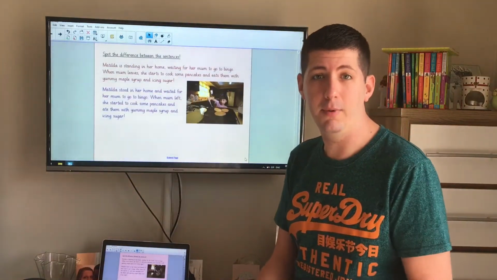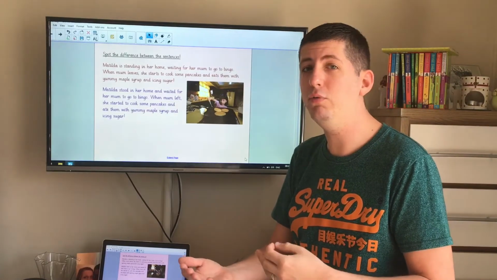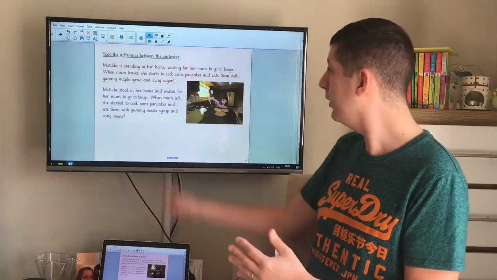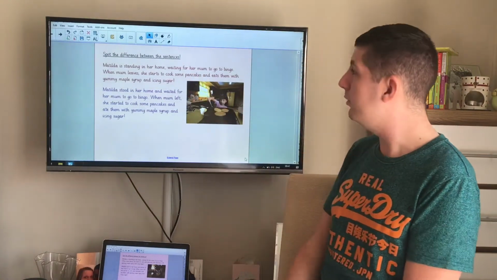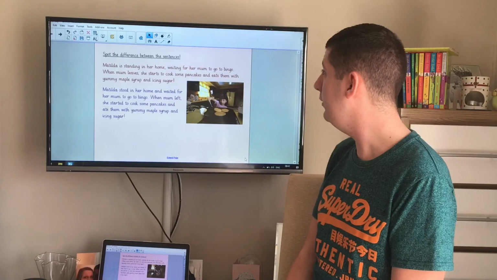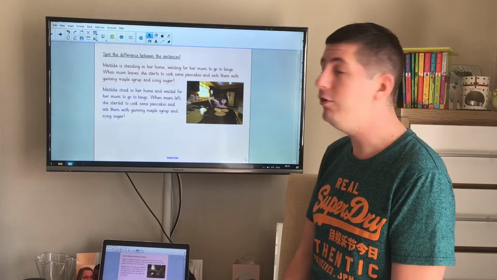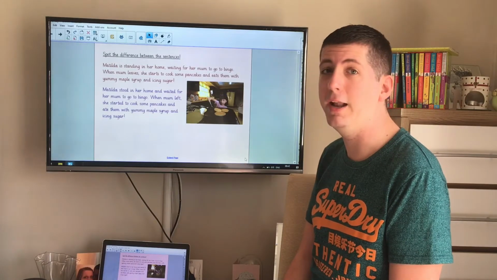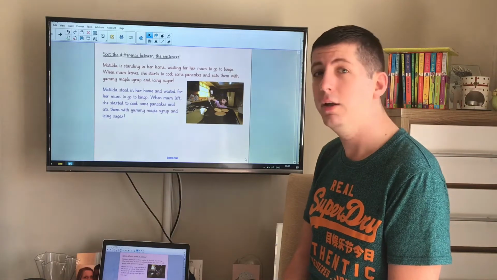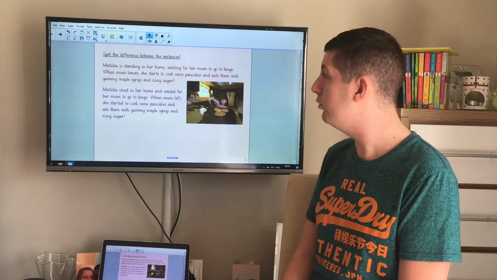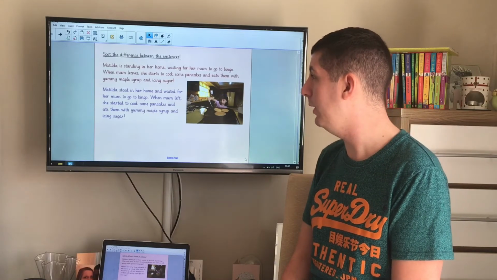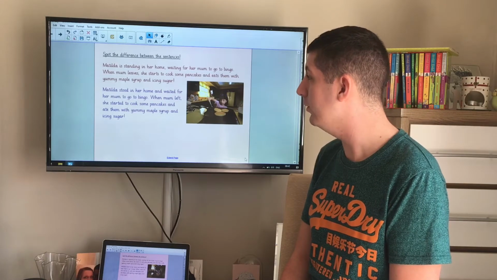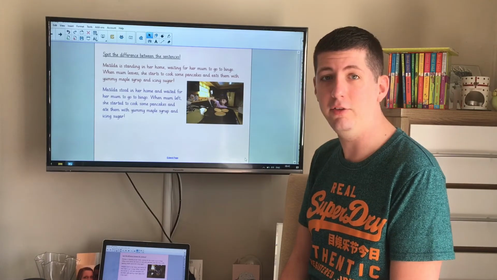They're both very similar, they've got the same kind of themes, but one is written in the past tense and one is written in the present tense. Let's see if we can work out which is which. So the top one says, Matilda is standing in her home waiting for her mum to go to bingo. When she leaves, she starts to cook some pancakes and eats them with yummy maple syrup and icing sugar. The second one says, Matilda stood in her home and waited for her mum to go to bingo. When mum left, she started to cook some pancakes and ate them with yummy maple syrup and icing sugar.